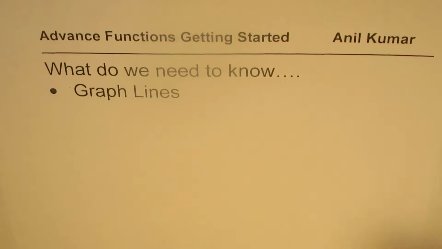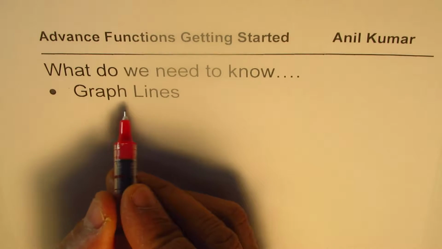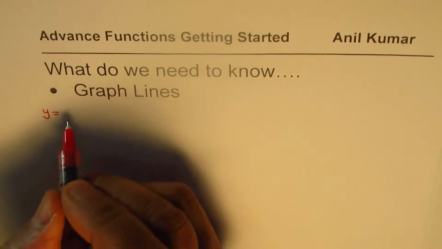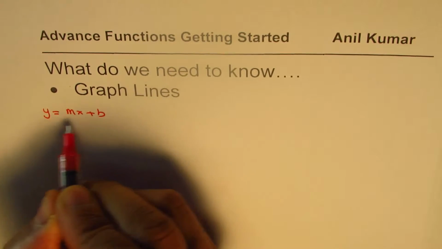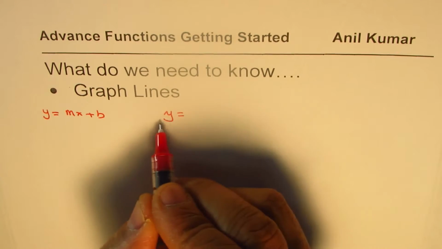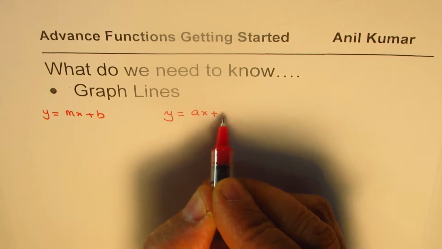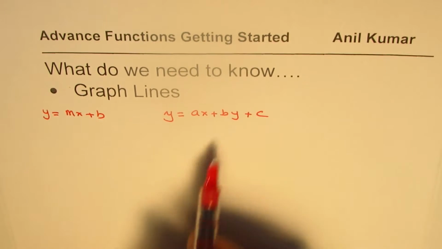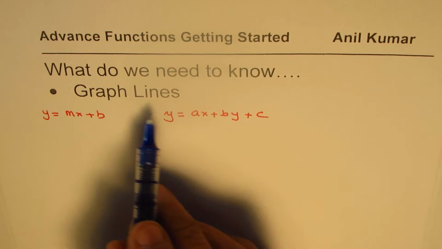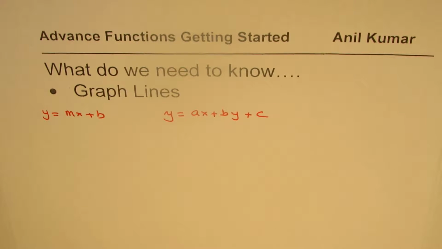So to graph lines, you remember, lines could be given to you in two different forms. For example, I could give you y equals mx plus b, that is called slope-intercept form. Or I could give the equation of a line as ax plus by plus c equals 0, right? That is the standard form. So these are two different forms in which you may be given the equation of a line, and now the question is how to sketch such lines. So we'll take up an example and illustrate the same.